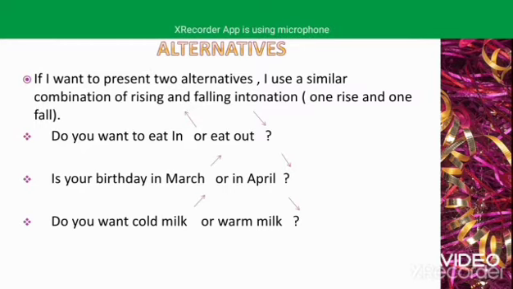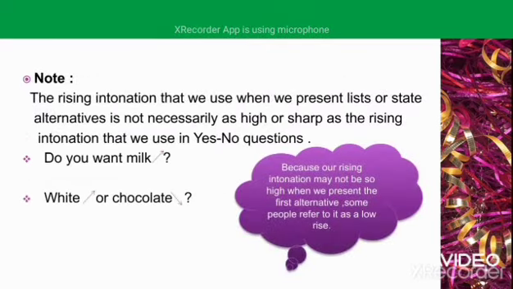Each item in a list, or each of two alternatives, is a thought group or an intonation group, so they each have their own intonation pattern. The rising intonation that we use when we present lists or state alternatives is not necessarily as high or sharp as the rising intonation that we use in yes-no questions. Like here, do you want milk? Do you want milk? We use rising intonation because it's a yes-no question.